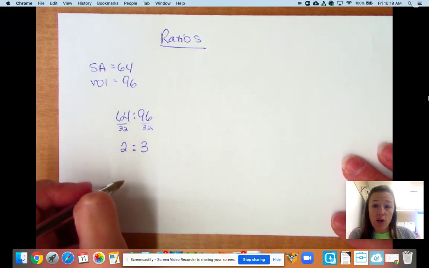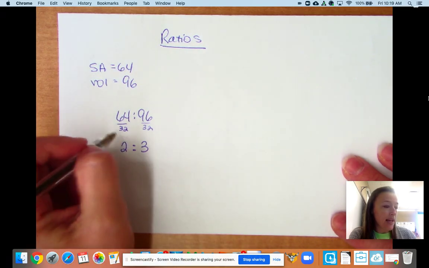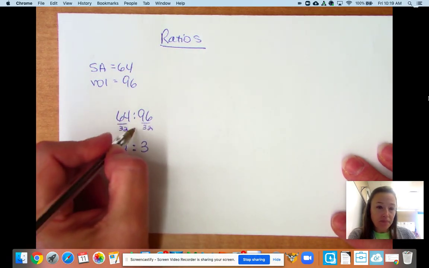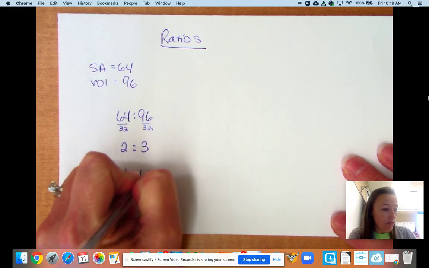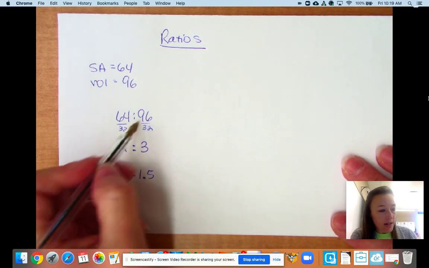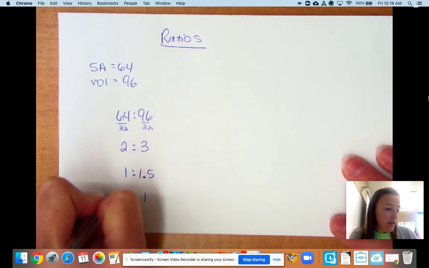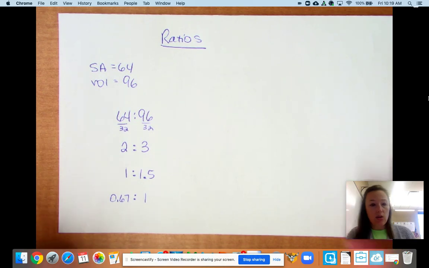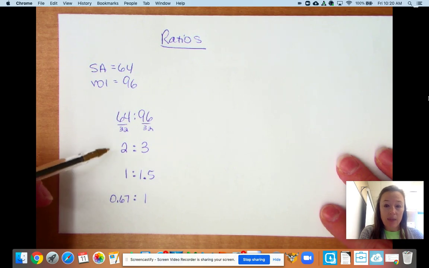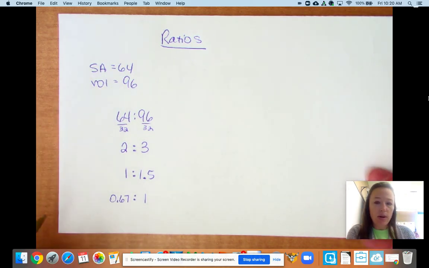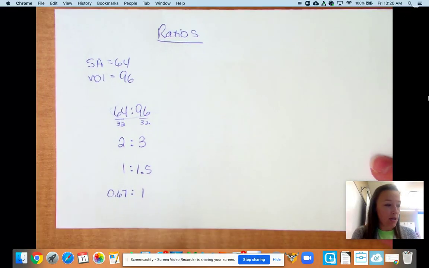Sometimes they may want you to take it all the way down to where one of the numbers is 1. And so in that case, you could divide each side by 64. That would give you a 1 to 1.5 ratio. Or you could do it the other way and divide both sides by 96, which would give you a 1 on that side. And I think that would be 0.67. So all of these ratios are equivalent, okay? All of these ratios are saying the same thing. And so it really just depends. They may just want simply the two numbers compared side by side.